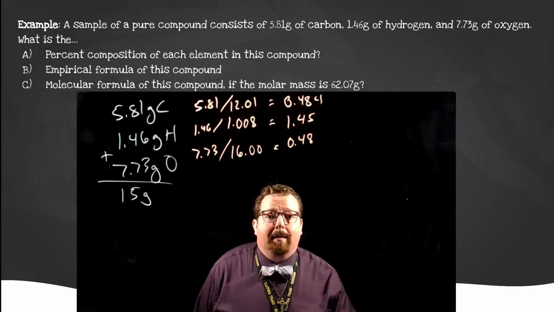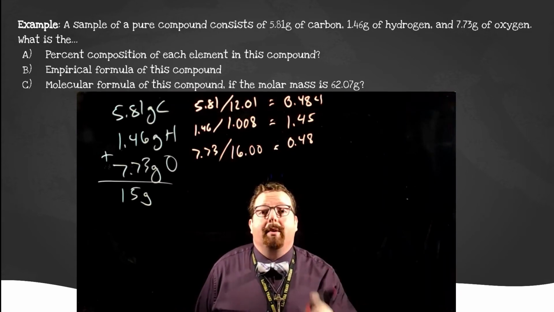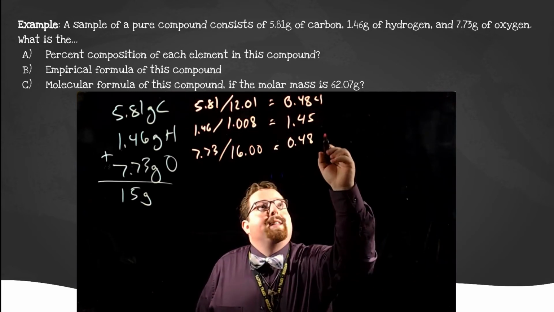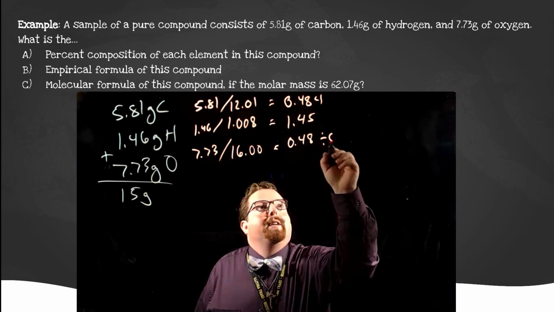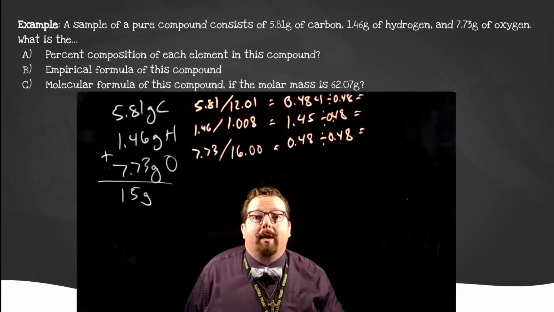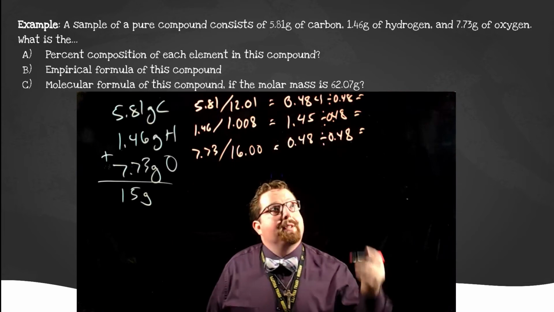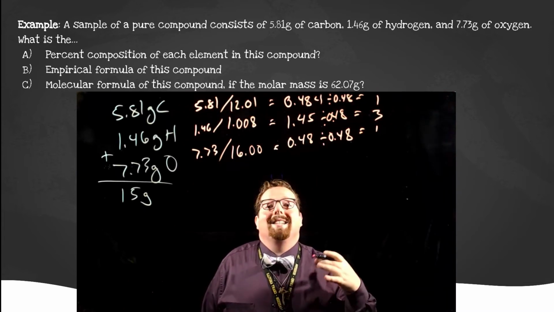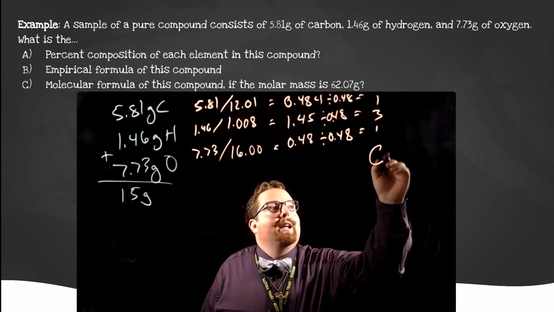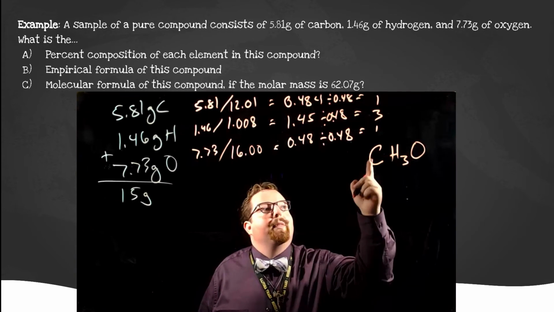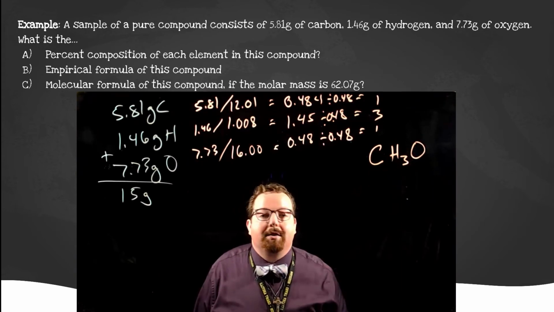Now, since the empirical formula is the simplest whole number ratio of the atoms, we have to get these into whole numbers. So to do that, divide by the smallest you have here, so divide each one by 0.48, and then when you find your answers, round to the nearest whole number. So that gives us ratios of 1, 3, and 1, giving us an empirical formula of CH3O, 1 carbon, 3 hydrogens, and 1 oxygen.